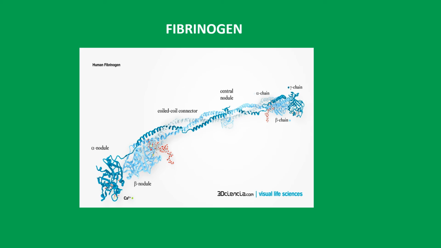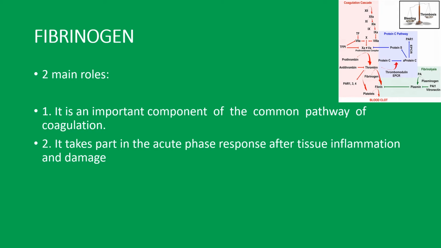Next is fibrinogen. So the most widely used clinical utility of fibrinogen is in determining the presence of disseminated intravascular coagulation and, of course, to test for fibrinogen deficiency. But further studies show that this can also be a good acute phase reactant. Let's first take a look at the two main roles of fibrinogen. Fibrinogen is an important component of the common pathway of your coagulation cascade, and it takes part in the acute phase response after tissue inflammation and damage.